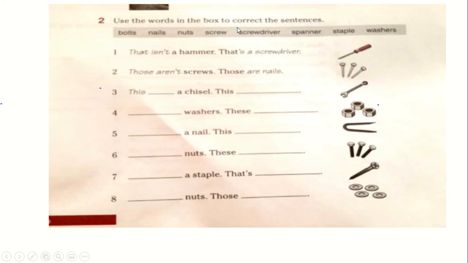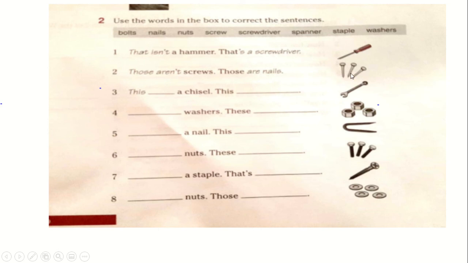And now let's move to the workbook, page 8. To achieve our next objective, here we have a sentence and a picture. What can you see in the picture here? It's a screwdriver. Okay, let's look at the sentence. That isn't a hammer. That's a screwdriver. So here we are correcting the information. The second half of the sentence corrects the information in the first half.